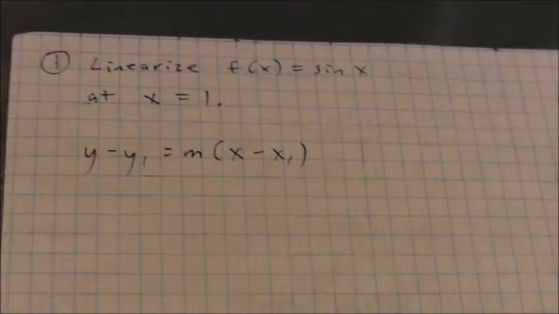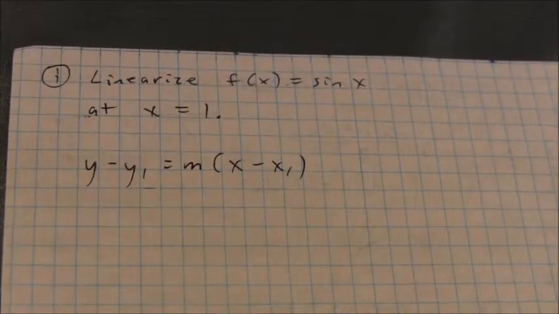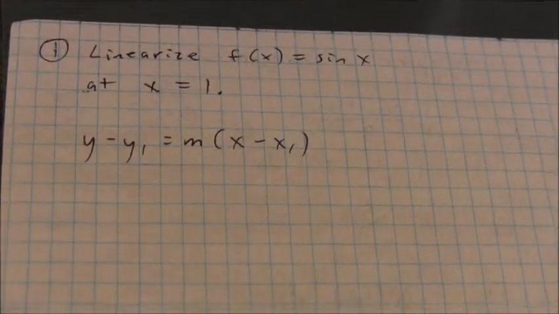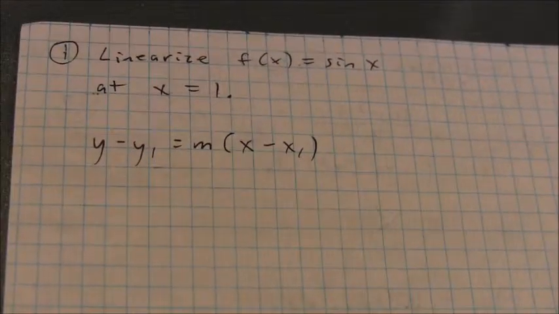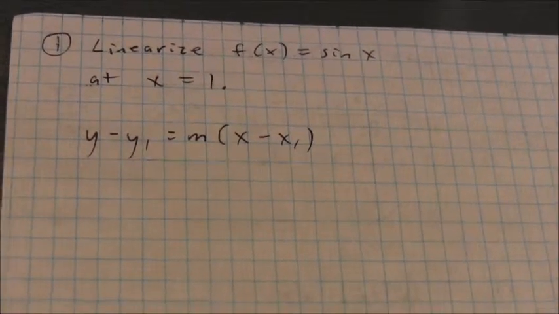You may be asked to linearize a function or write a linear approximation of a line, and you should be able to do this using point slope form: y minus y1 equals m times x minus x1.